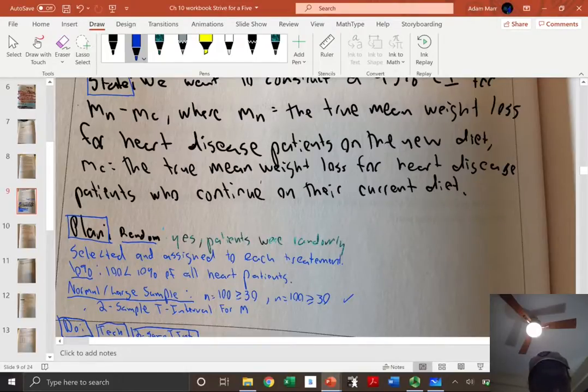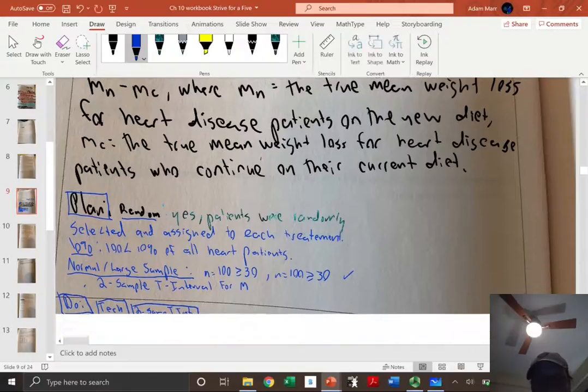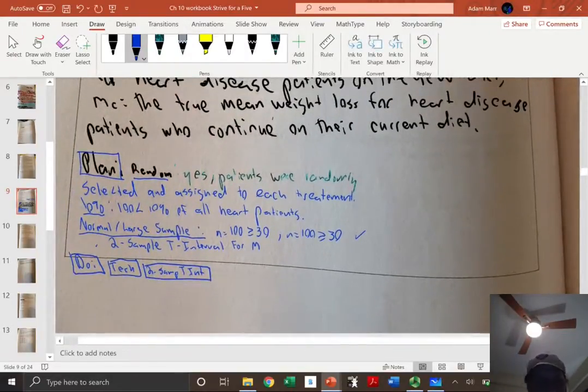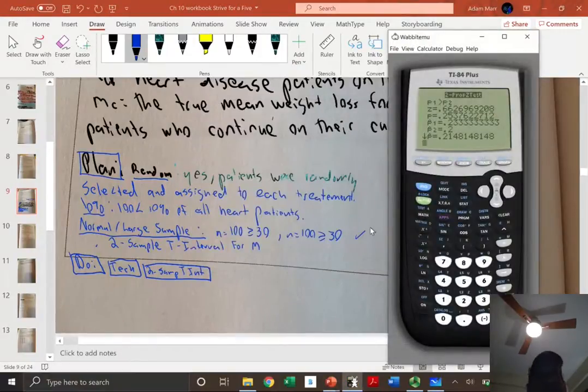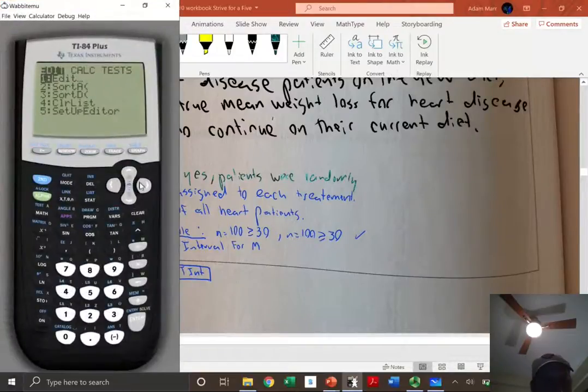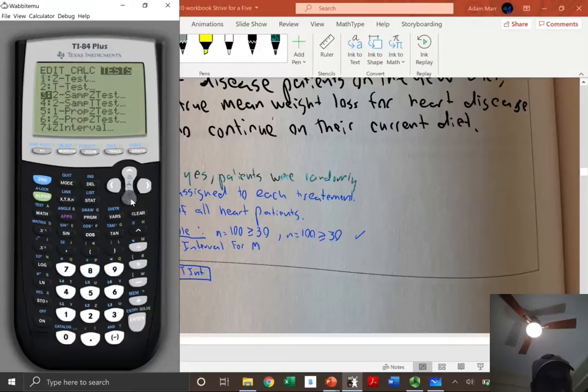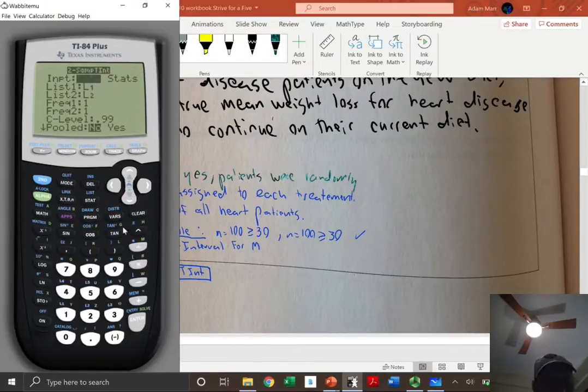So we have a 2-sample t interval for mu. No problem. Let's go to do. Okay, we can go ahead and use our calculator for this. So we're doing a 2-sample t interval. So let's go to stat, tests. Oops, sorry about that, tests. And we're doing a 2-sample t interval. So it's down a little bit. There it is. It's easy to miss, so just be careful with that.